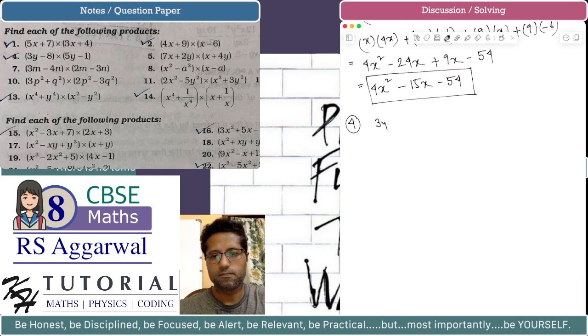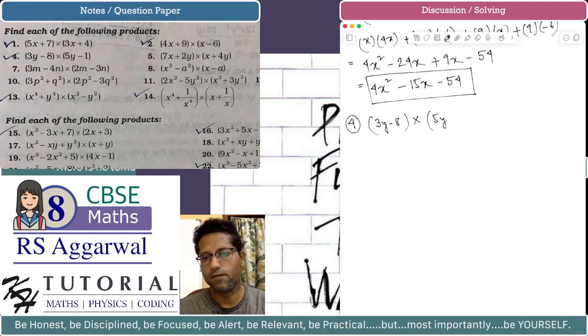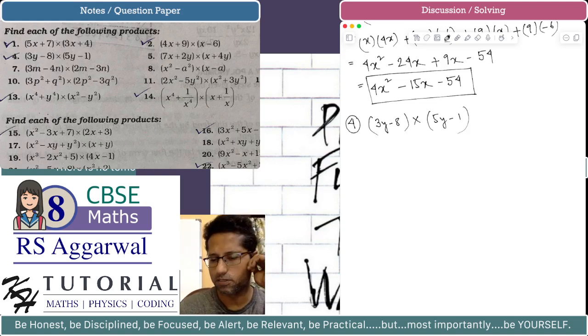3y minus 8 multiplied by 5y minus 1. It doesn't really matter which one you consider as A and which one you consider as B plus C or B minus C. The result will be the same. I'm considering this as A, and this as B minus C.